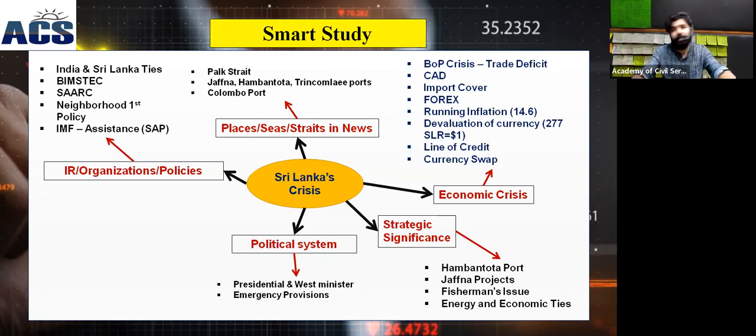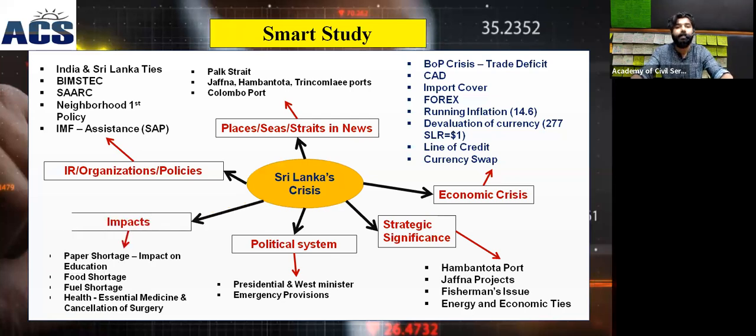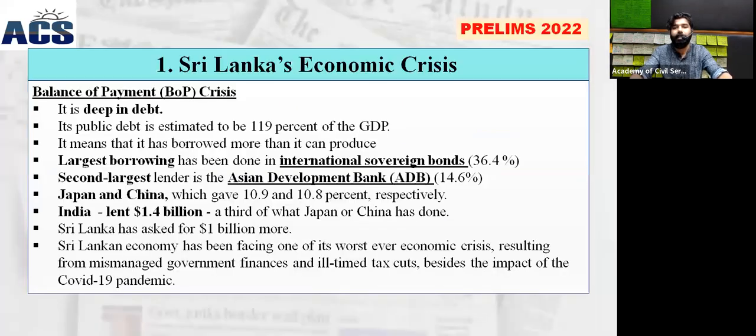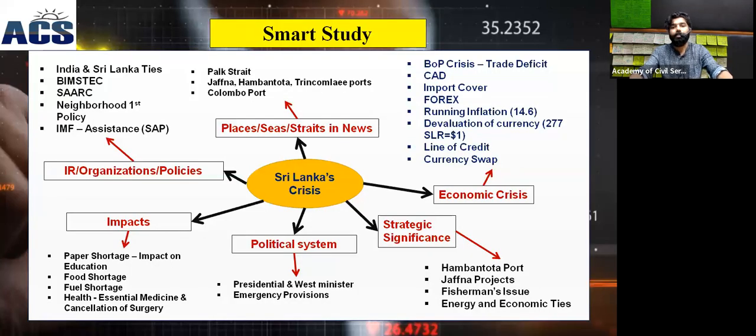And Tamil issues were a major discussion between India and Sri Lanka, and what are the issues associated with India-Sri Lanka ties. Then the impact of this economic crisis: the shortage of fuel, food shortage, health crisis, medical crisis, etc. These areas will follow. So this is the smartest strategy to study the Sri Lankan economic crisis. From this we can understand what areas an aspirant for the prelims examination should prepare. These are the relevant topics from which we can expect questions.